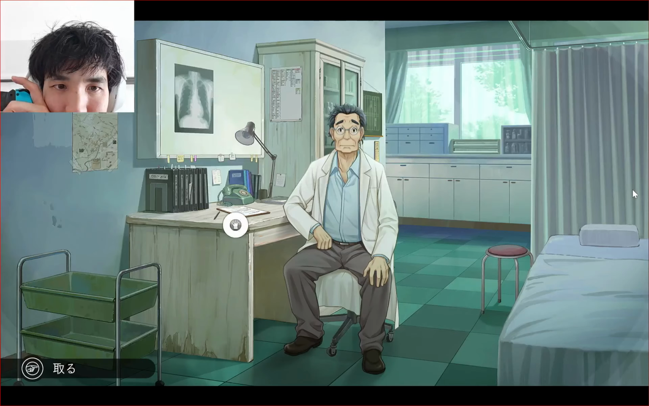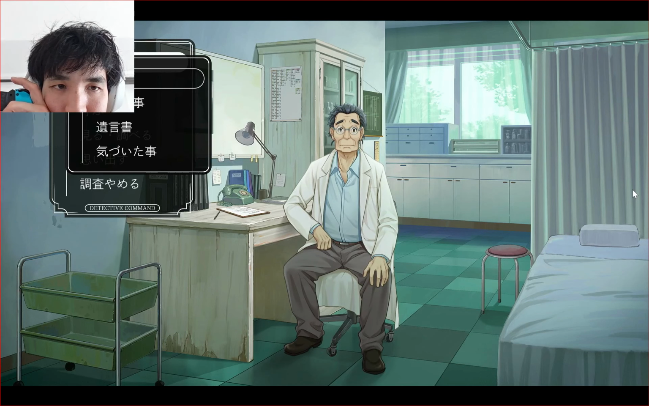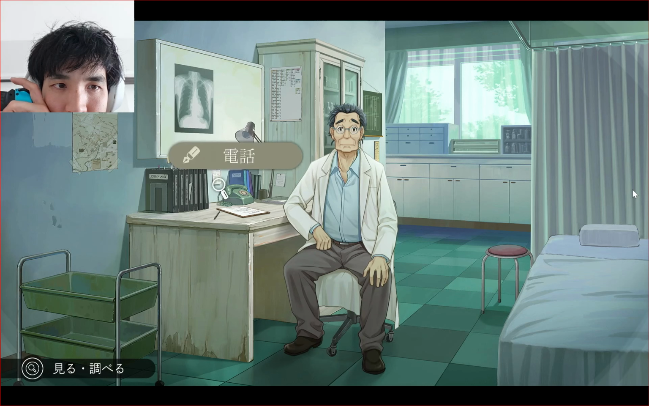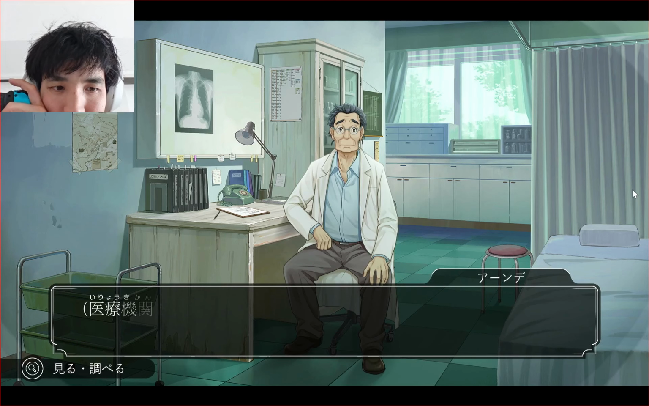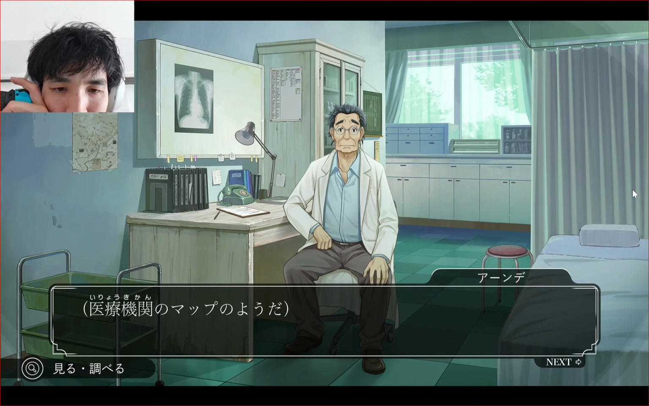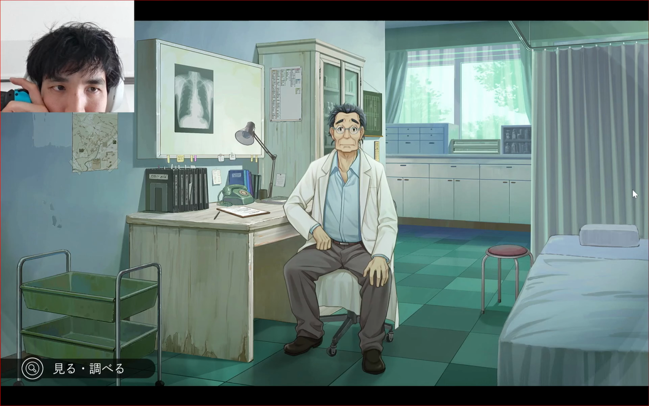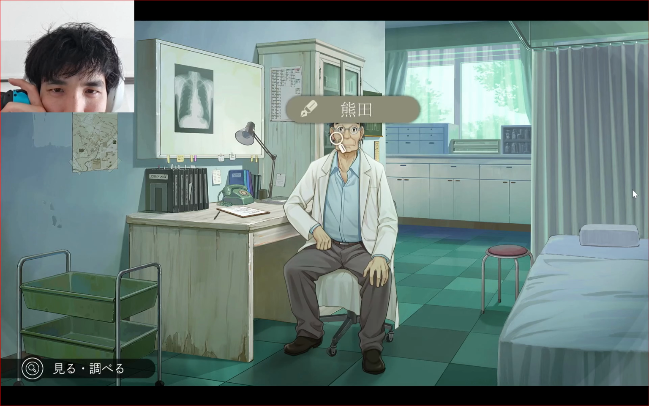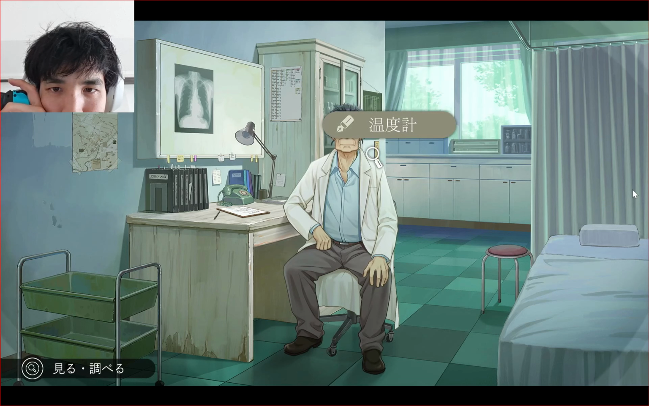I feel like I didn't investigate this map properly. It seems to be a map of the medical institution. Okay. So it's just a map of the district. Let's take some medicines. Lots of various medicines are lined up. Better not touch them. I mean, I think it would be great to take some medicine.